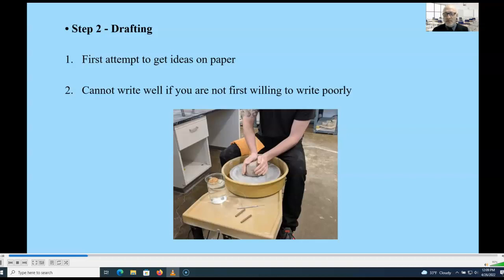And the draft is like a potter taking a blob of clay and putting it on the wheel. It's getting that first bunch of ideas on the page, the clay on the potter's wheel.